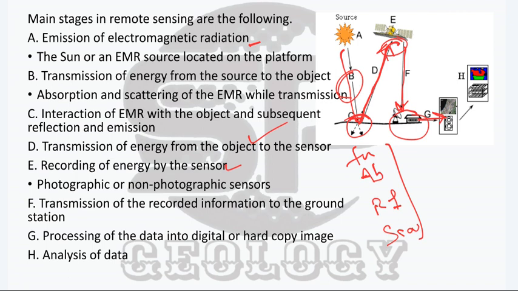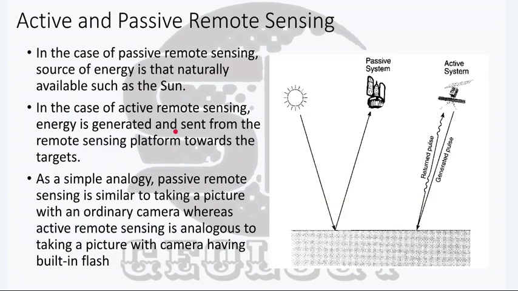Okay, active and passive remote sensing. Basically, when passive remote sensing is done, there is a natural source, that is, you are not generating the energy. Like you are using the electromagnetic energy of the sun, that is passive remote sensing. And active remote sensing is when you are using your own source of energy.